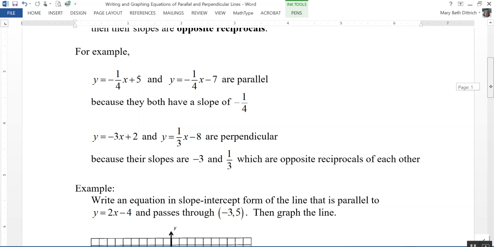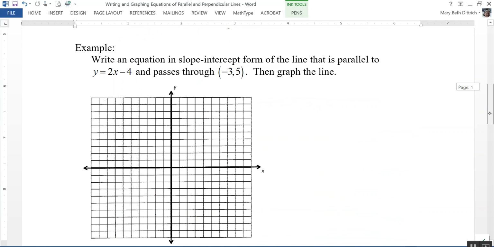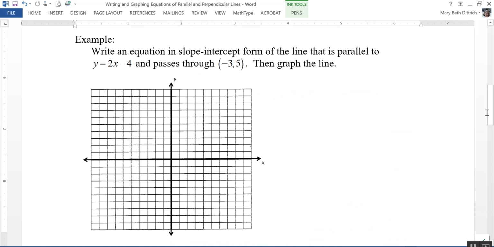So let's take a look at an example. We need to write an equation in slope-intercept form of the line that is parallel to the line y equals 2x minus 4 and passes through the point negative 3, 5. Then graph the line. Because I need the equation of a line that's parallel, I'm going to use the same slope. So the slope of the line that I'm given here is 2. So that's all I need from this equation.